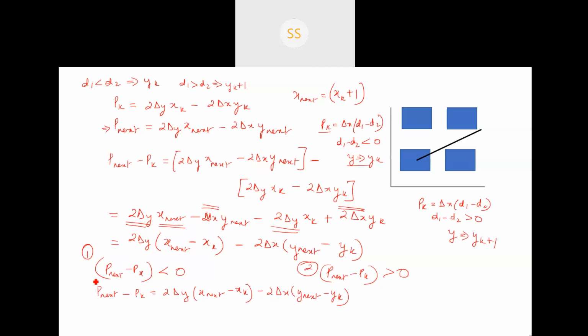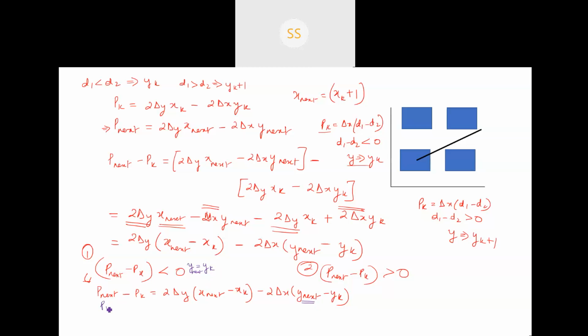Okay, I'm going to talk about the first case. In my first case, I'm saying that p next minus pk is resulting into 0. That means I'm going to have my y value equal to my yk. So my y next, the new value of my y, is going to be yk. Where I see my y next, I'll replace it by yk.